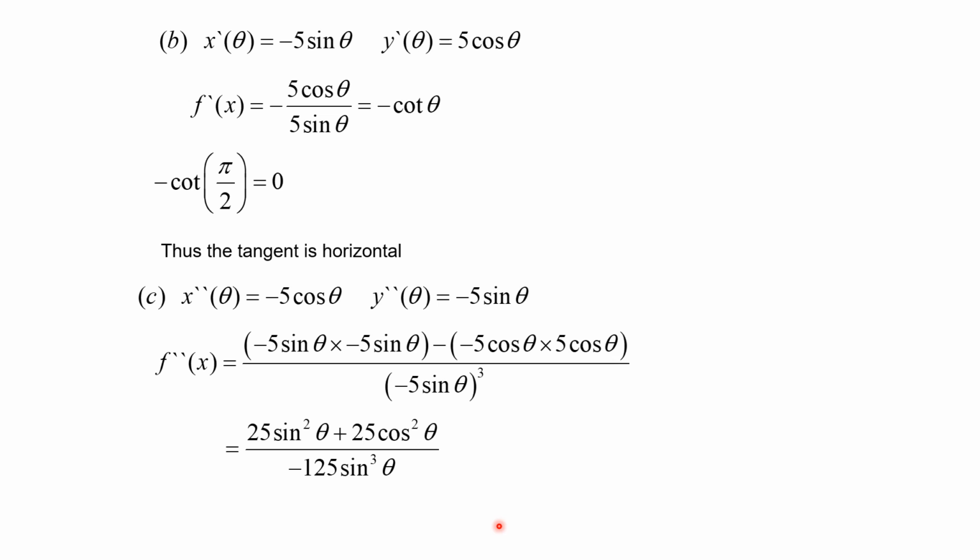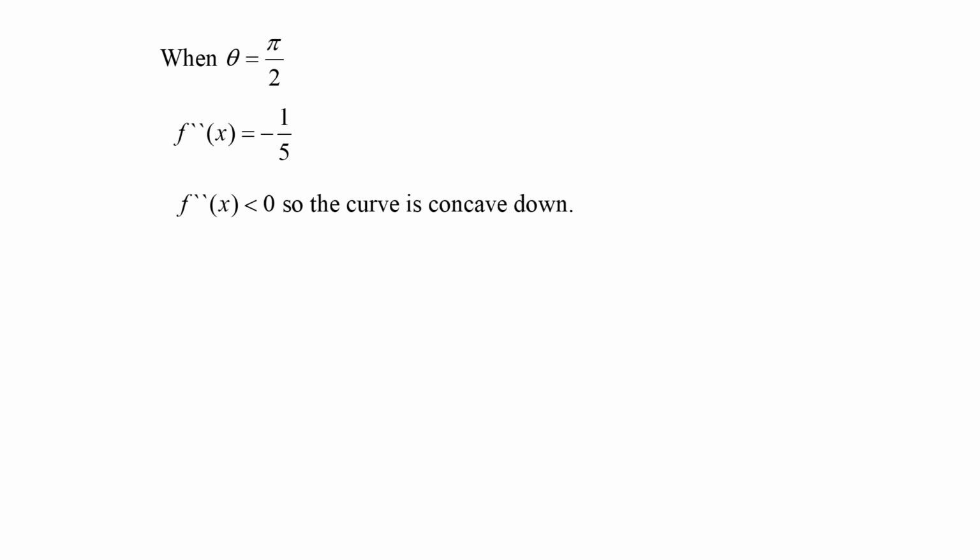So substitute it, and you will reduce your answer to this part. Once you reduce it, you can simplify it further, and you will reduce your answer to this. Here, when theta is pi over 2, your f double prime is -1 over 5. Therefore, your f double prime is less than 0. Less than 0 normally represents a maximum point. So your curve is concave downwards.